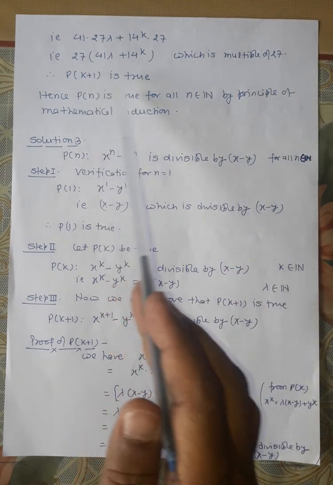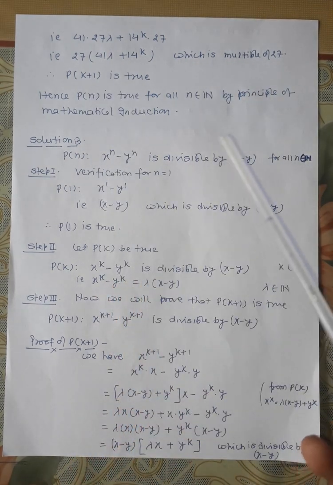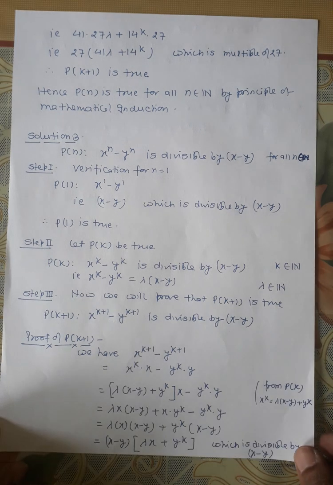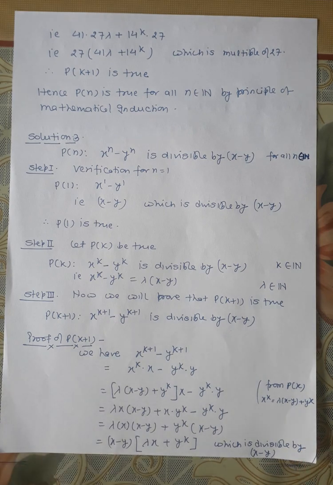So in this way Pk plus 1 is true. All three steps have been completed. So finally we write: hence Pn is true for all n belonging to the set of natural numbers, by the principle of mathematical induction. Question number 3 has also already been solved by me.